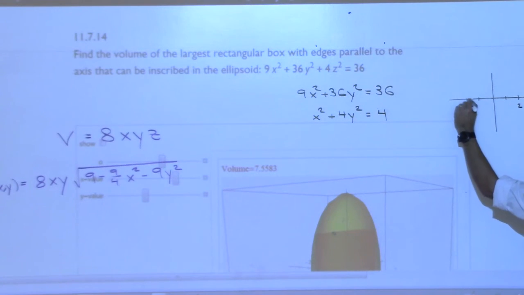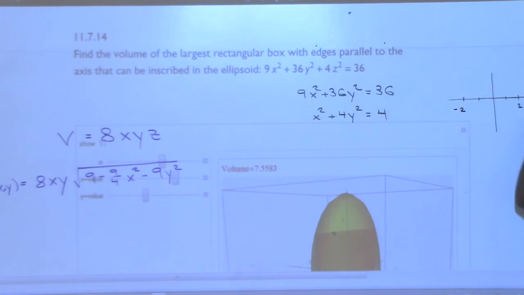2, -2, this is my x-axis, my y-axis goes up 1 and -1. So we have this shape, an ellipse. That's the domain. It's a closed bounded set.